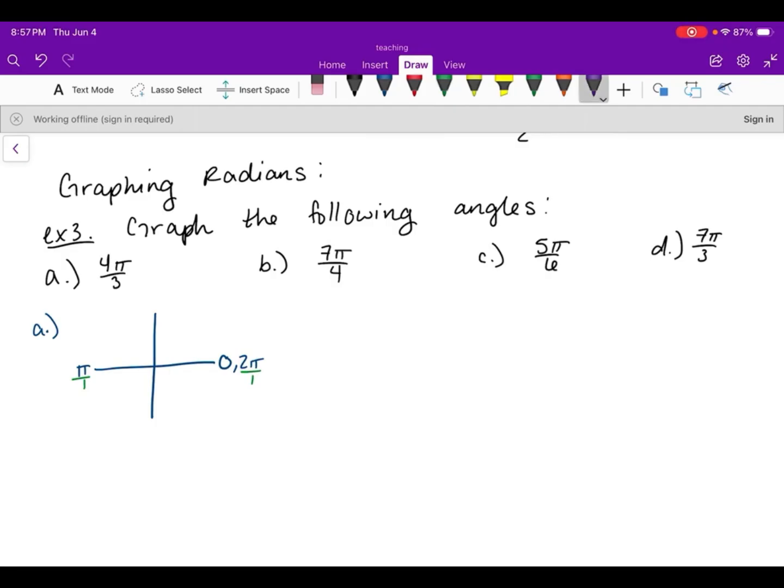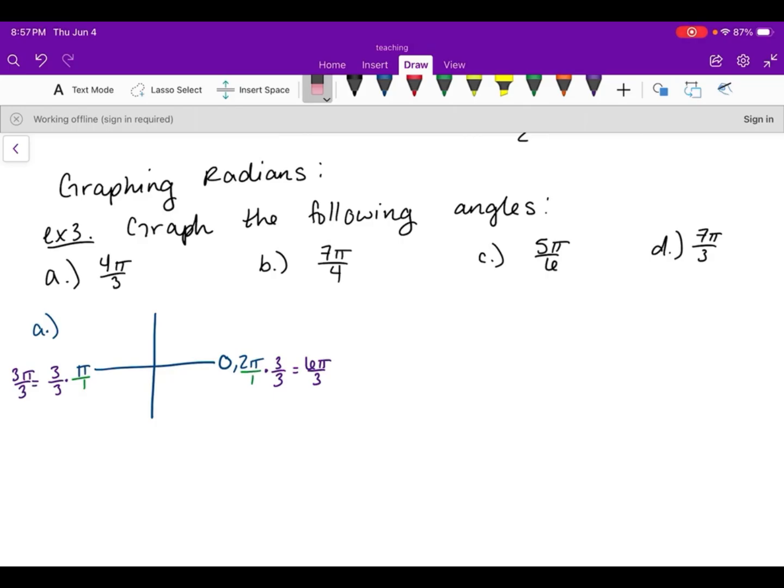Anytime you want to change the denominator of a fraction, you can multiply the top and bottom by something. So if I want a denominator of 3, I'm going to multiply by 3 over 3. This is going to tell me that pi is the same as 3 pi over 3. 2 pi is the same as 6 pi over 3. Now again, the reason I've done this is because I have a 3 right here. So I need to see denominators of 3 to figure out where 4 pi over 3 goes.